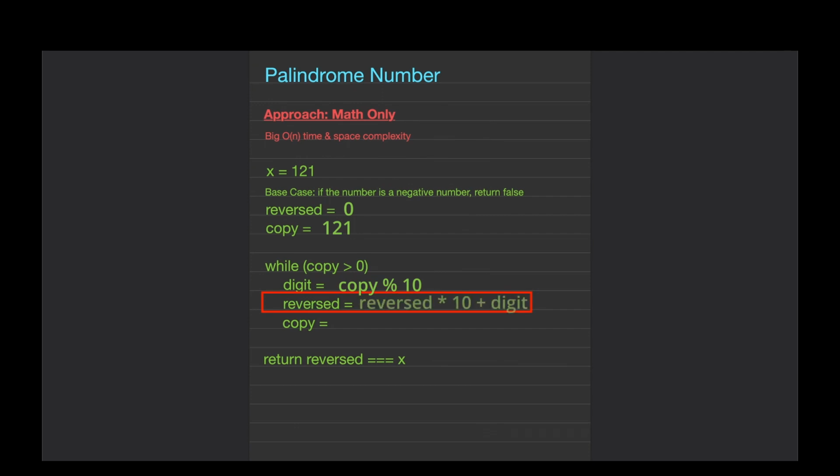Then we will take our current reversed value, multiply it by 10, and add our current digit to it. We'll remove the current digit from our copy by dividing the copy by 10 and passing that quotient to the math floor method. Finally, once our copy is no longer greater than 0 and we exit the while loop, we'll check if reversed is equal to our input number and return the resulting boolean.